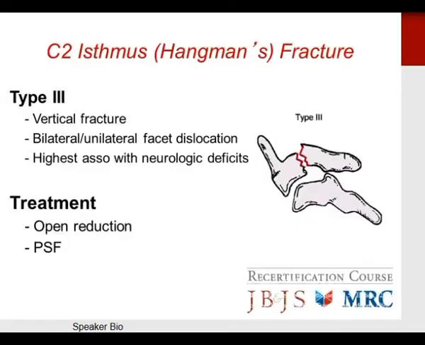Type 3 extends down into the facet joint. This is a vertical fracture line with either a unilateral or bilateral facet dislocation. These have the highest rate of neurologic deficits. These are treated with open reduction and stabilization, extending down to C3 or C4 as necessary.